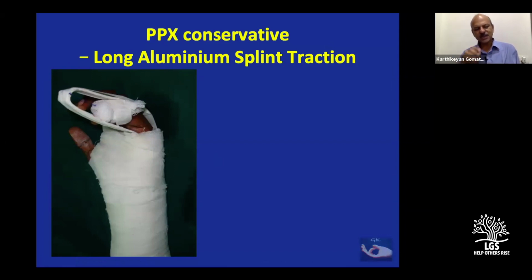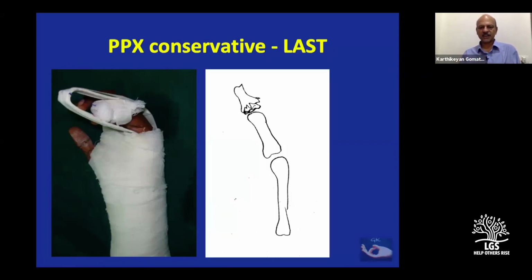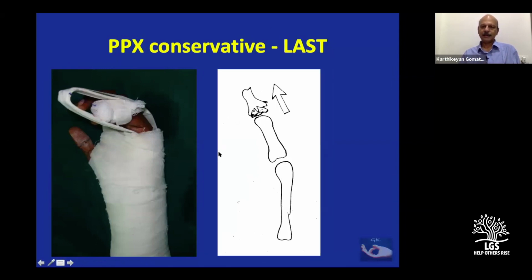Now, the basis of long aluminium splint traction is that when you have a fracture like this, what you need to do is you need to pull it out. Our aim is to prevent this from jamming the joint and preventing joint movement. So you need to keep the joint open. So you need to apply force or traction to keep the joint open. But if you apply traction like this, all the joints will open up. You need to concentrate on the PIP joint.